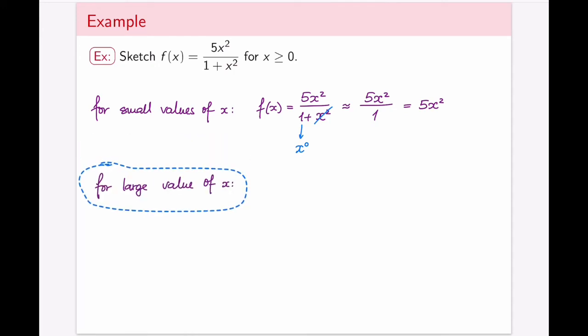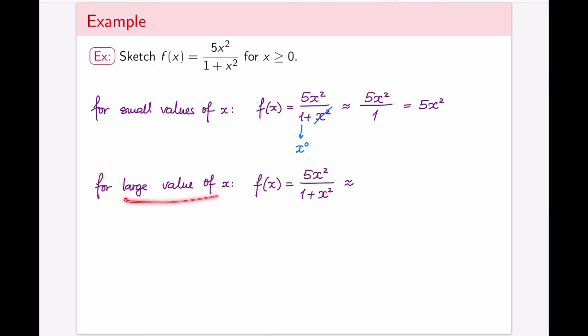What happens for large values of x? Well, I'm going to start off with the exact same formula. After all, I have the exact same function. But now I have to think of the dominating power analysis in terms of large values of x. Again, on top, I have no choices. I am stuck with 5x squared no matter what, because I only have the one term to work with.